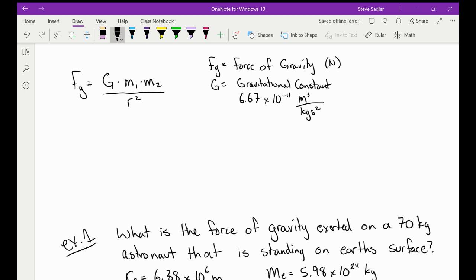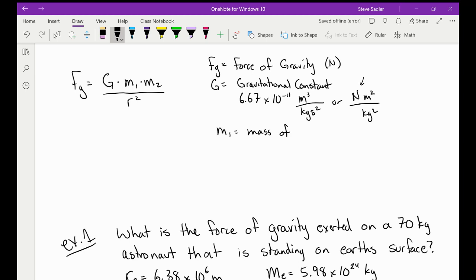Or actually, you know what? It's better to write the units as newtons meters squared over kilograms squared. Same units. I mean, it doesn't matter. They're designed to cancel a bunch of the other things out so that when we calculate the force of gravity, we're left with newtons.